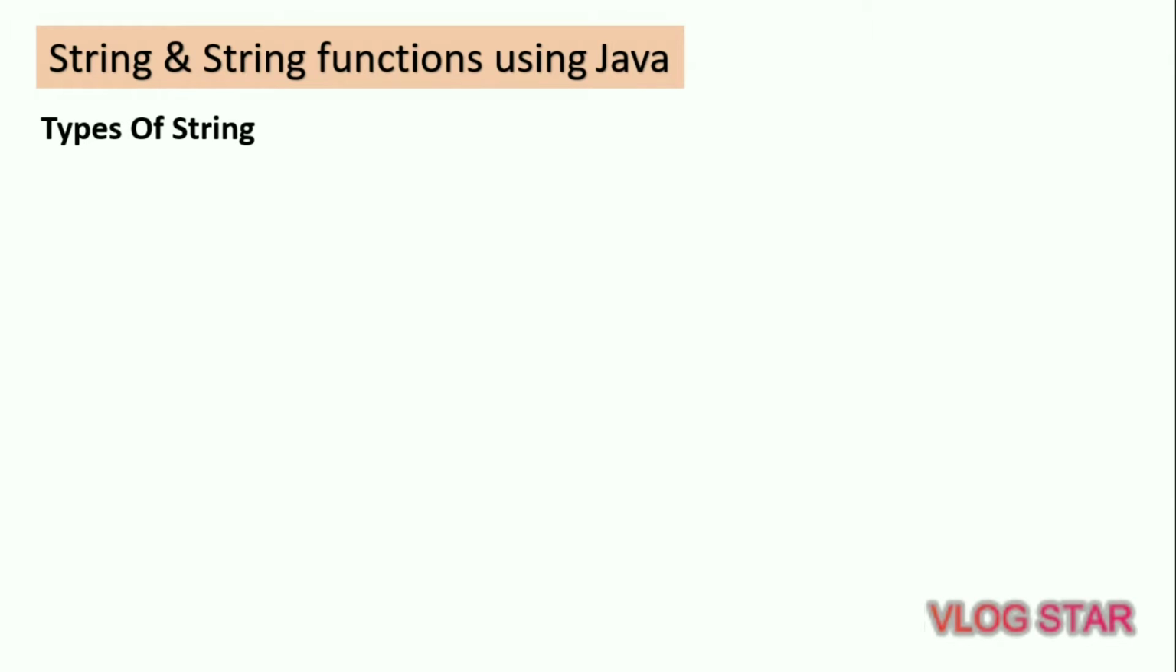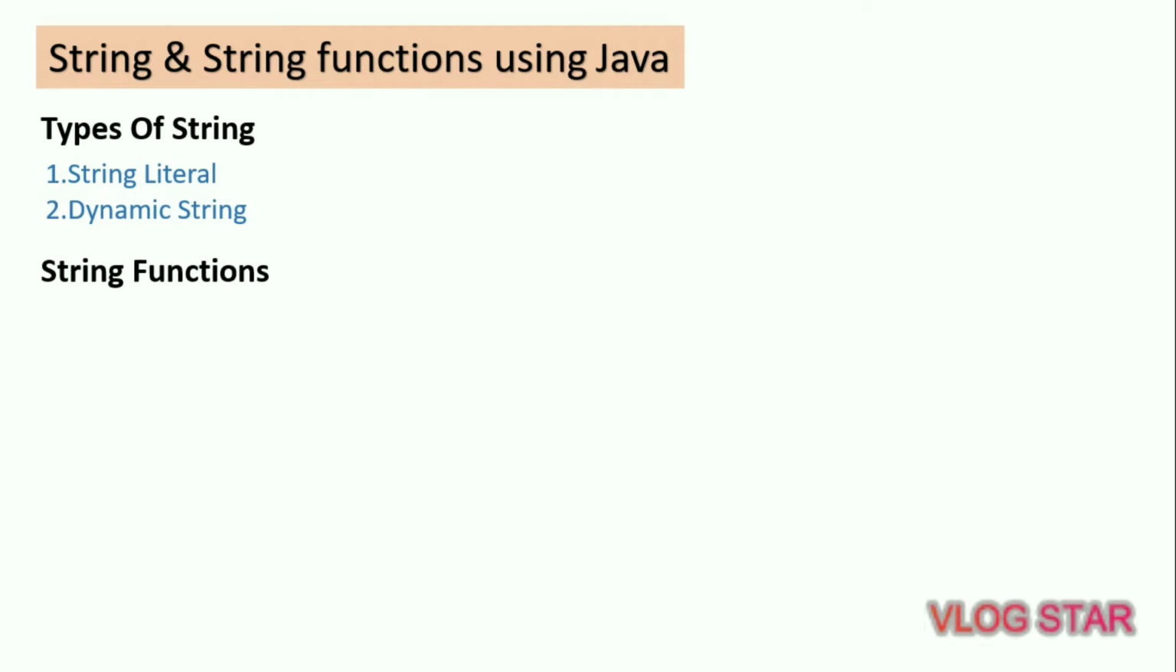The first one is we can use string literals. That means we can declare the string directly by using double quotes. And the second one is dynamically. We can declare the string dynamically. That means we can use the new keyword and initialize the string, and we can give its value afterwards.